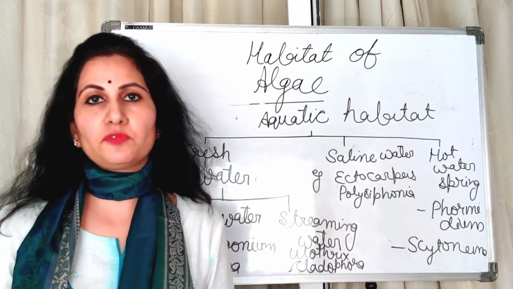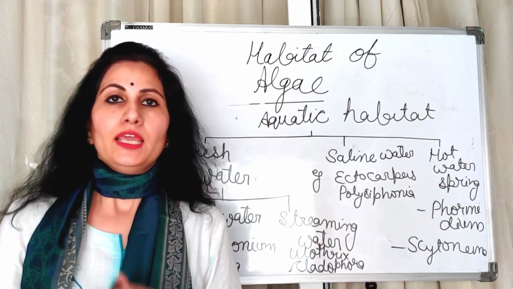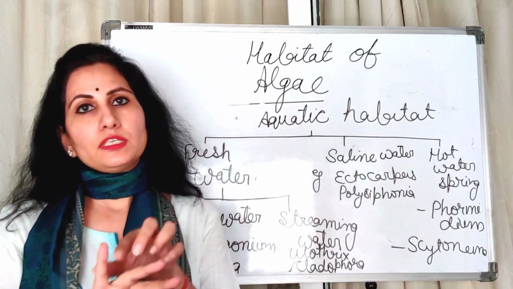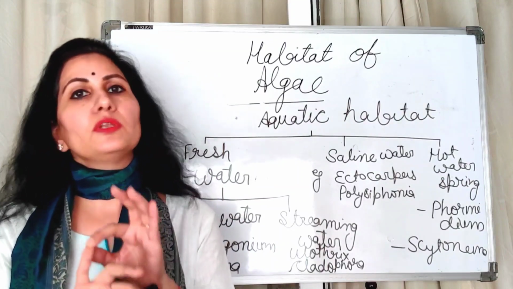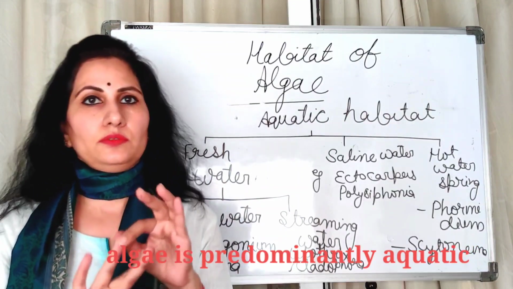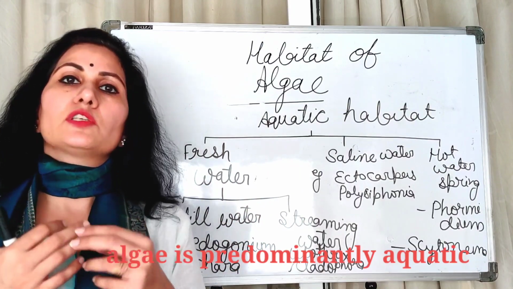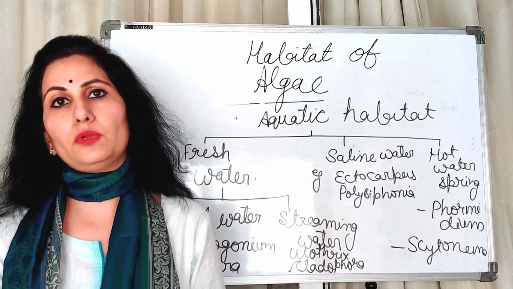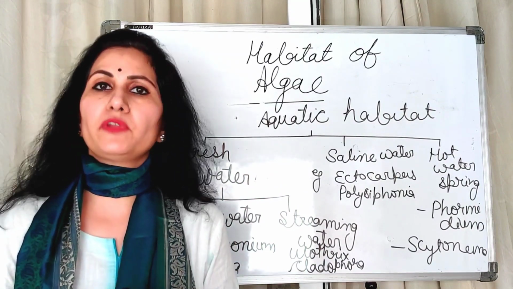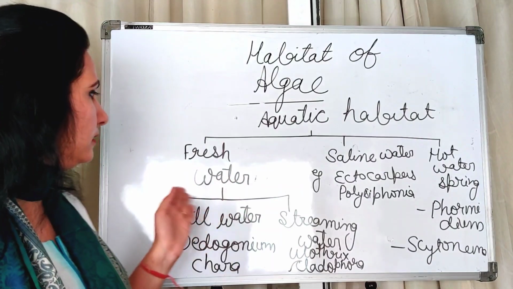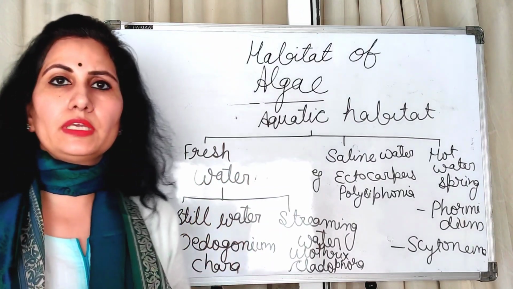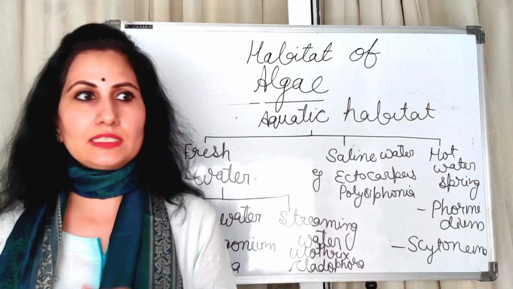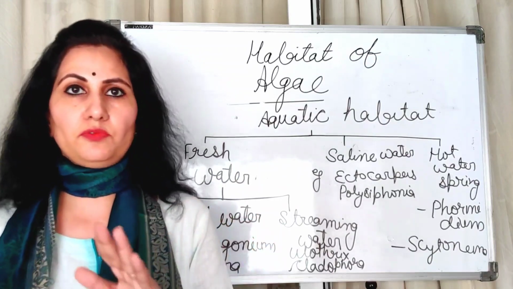Moving further, we will first discuss the aquatic habitat. Aquatic habitat is divided into three parts. The first part includes the algae found in fresh water. In the second part, we take the algae found in saline water, and in the third part we take the algae found in hot water springs. So friends, the algae found in fresh water can be seen in ponds, in rivers, in any pits, anywhere where fresh water is there.